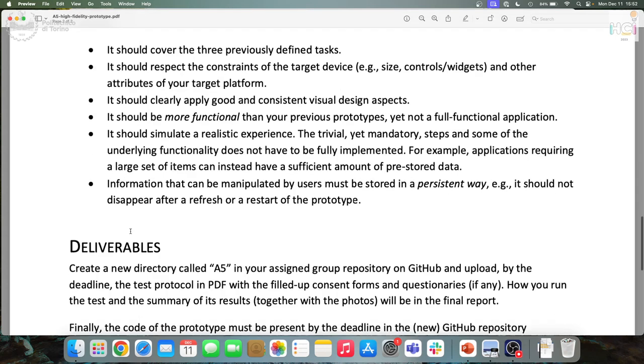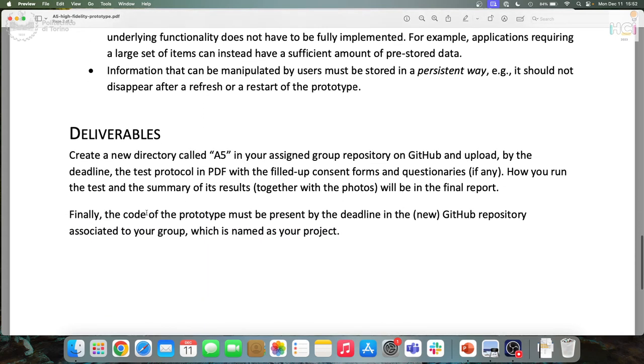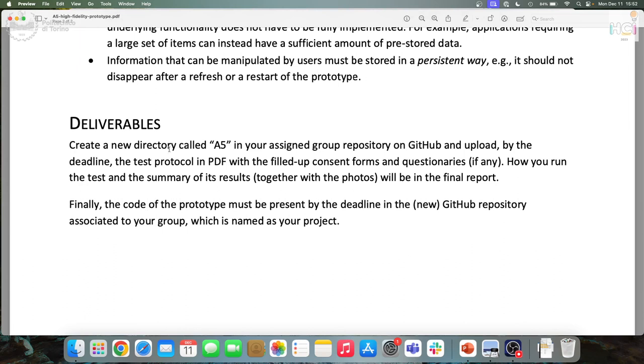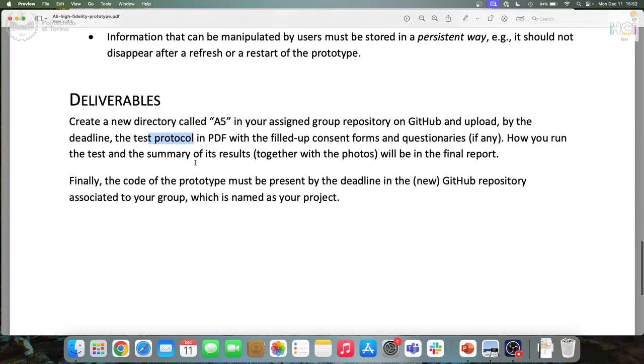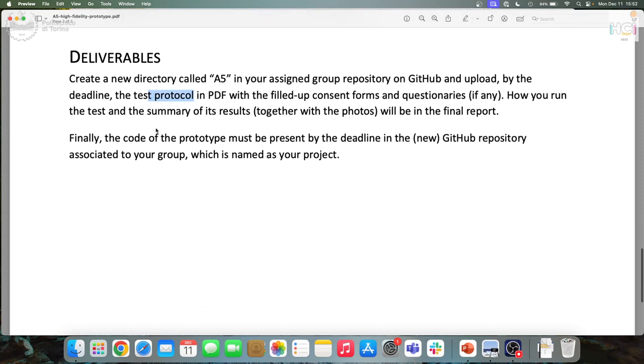Okay, so this is already online, and there is a deliverable by the deadline. This is in addition to the report, the test protocol for the usability test. Everything else should be in the final report, and then the code of your prototype.